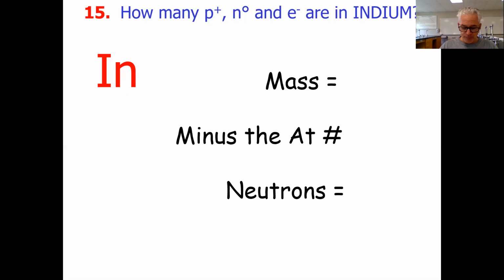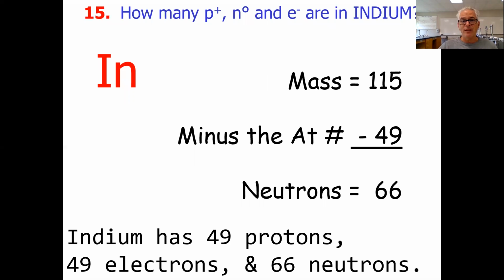Write the mass number down. The mass number rounds to the nearest whole number, 115. The atomic number is 49, so 115 protons and neutrons. Take away 49 protons, leaves the number of neutrons. Look how easy this math is. It has 66 neutrons. Indium's got 49 protons and 49 electrons because positives equal negatives. And the mass, 115, take away 49, gives us the number of neutrons, in this case 66.